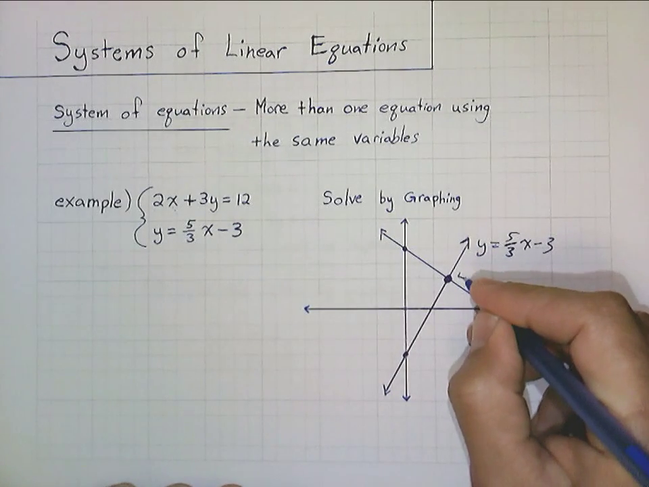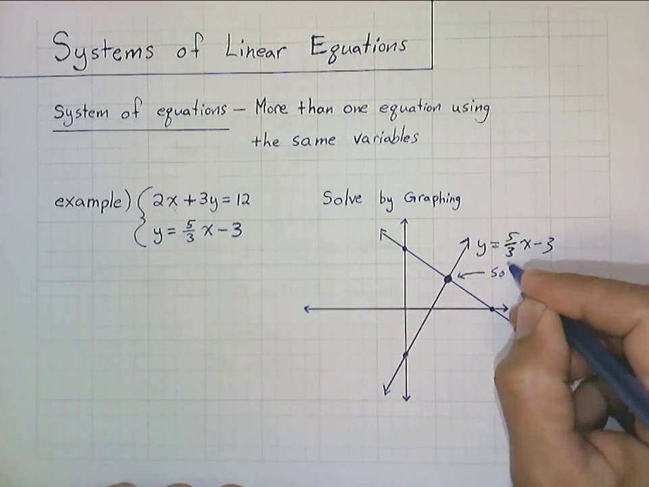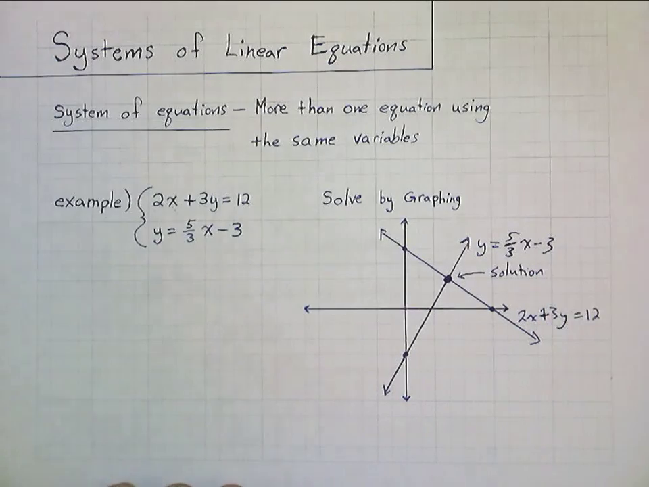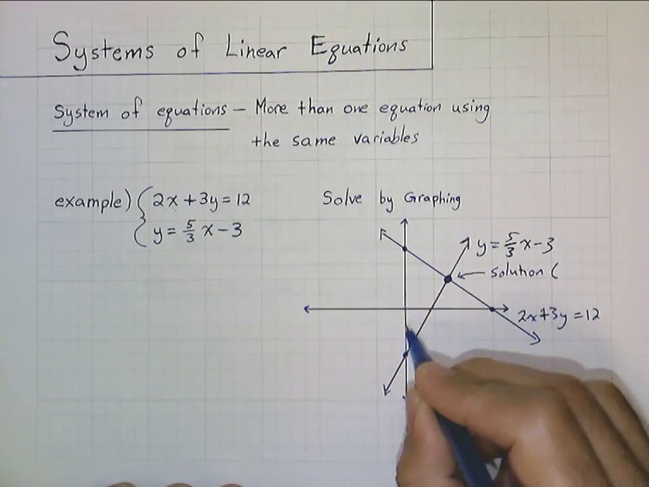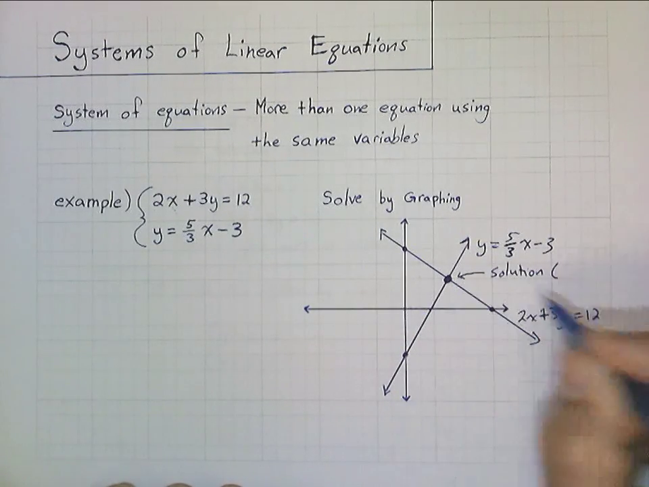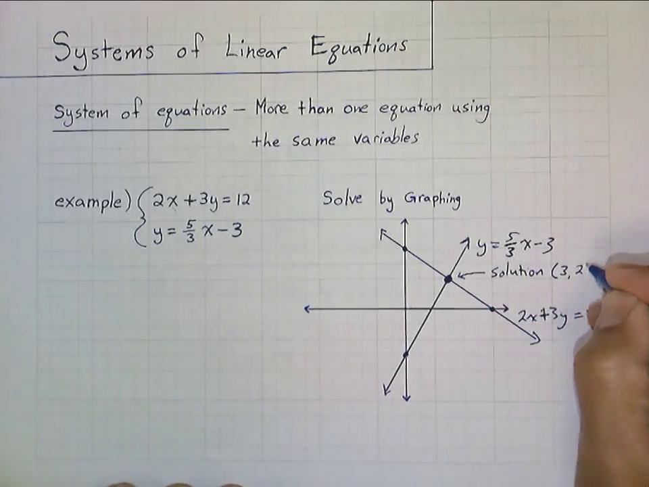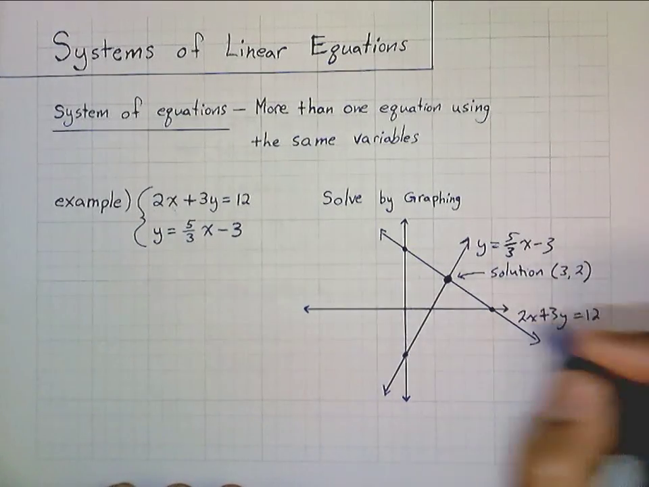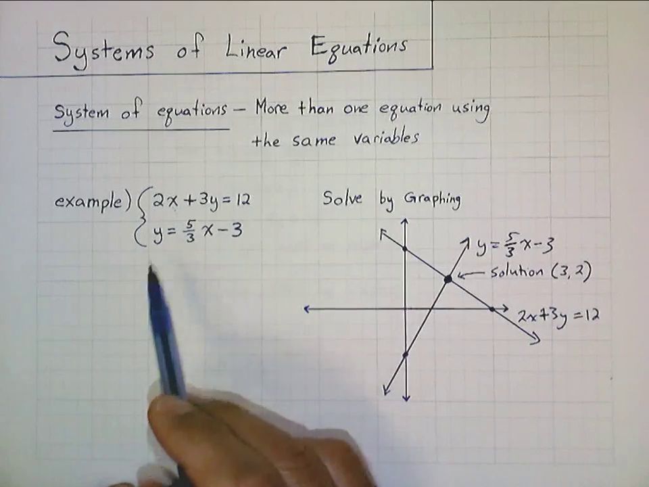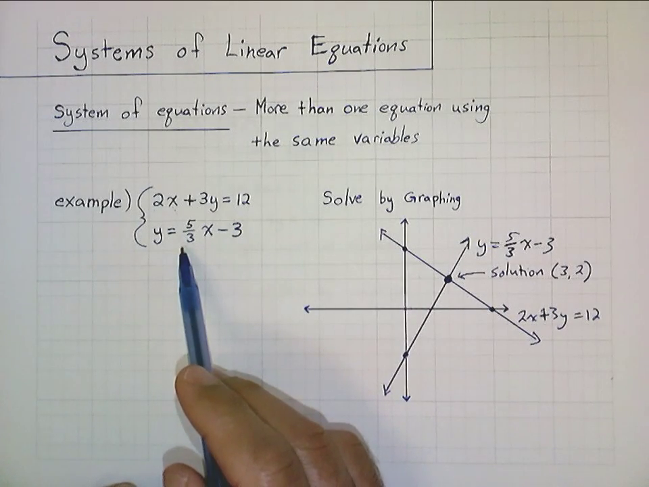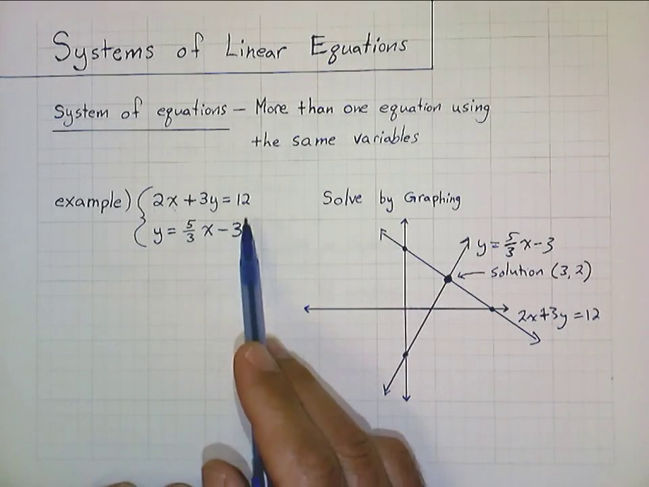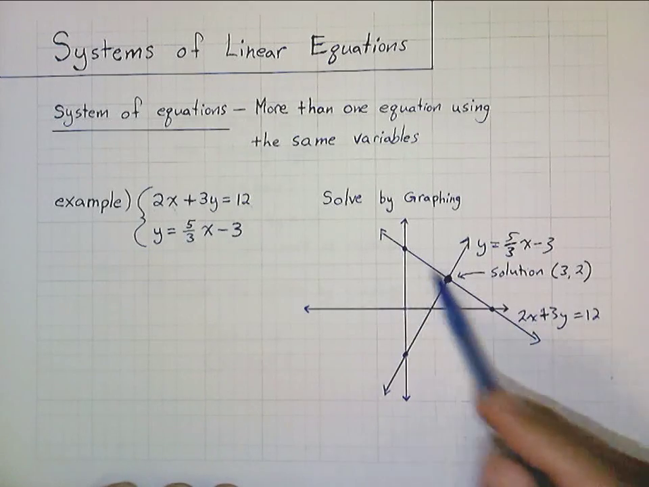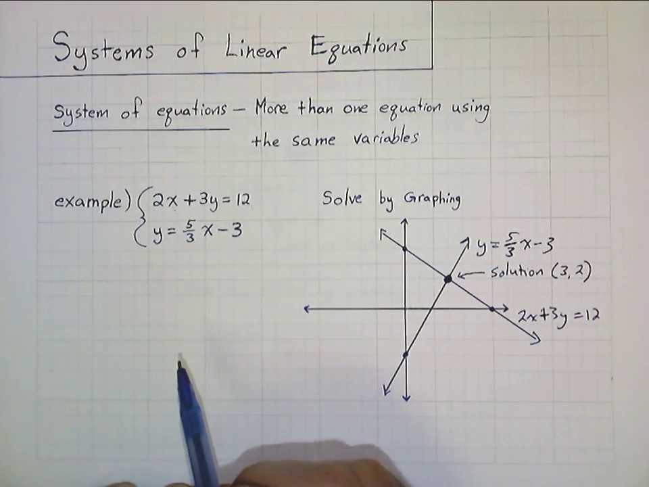So this point right here is the solution to the system of equations. And that looks like the point 1, 2, 3, 1, 2. There's our solution, the intersection point. So that's what solving a system of linear equations really is: finding the intersection point of the two lines given by the two equations here.